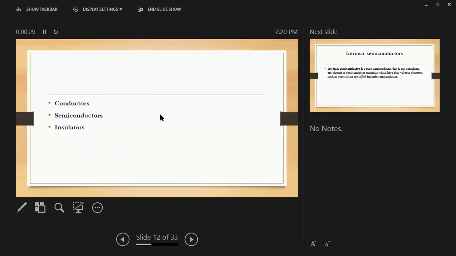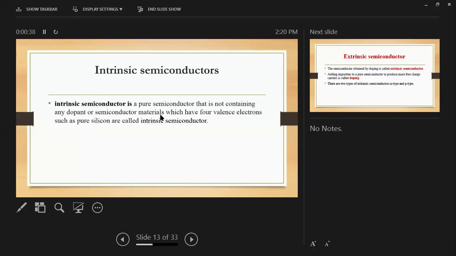We are going to classify semiconductors into two parts. The first part is intrinsic semiconductors. Intrinsic semiconductors are pure semiconductors. They do not contain any dopant. They have 4 valence electrons. For example, pure silicon is an intrinsic semiconductor. They do not have any dopant or anything else. They are pure. That's why they are intrinsic semiconductors.